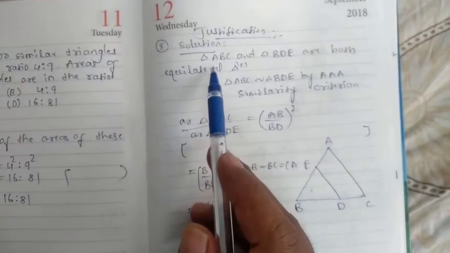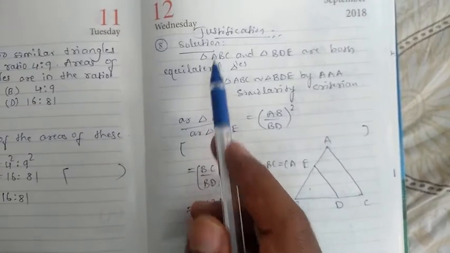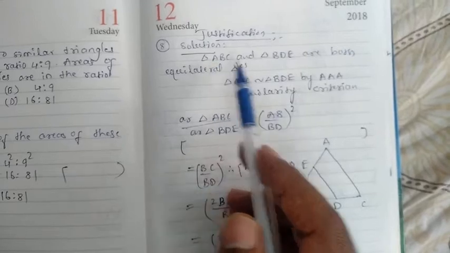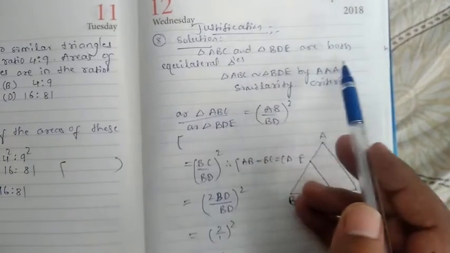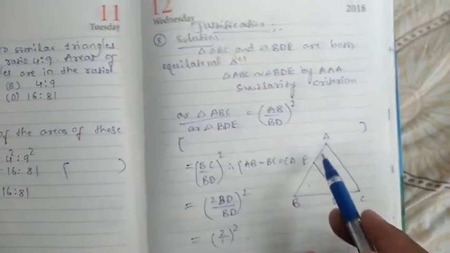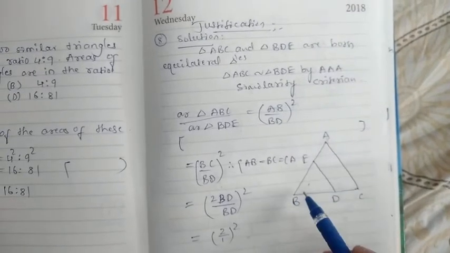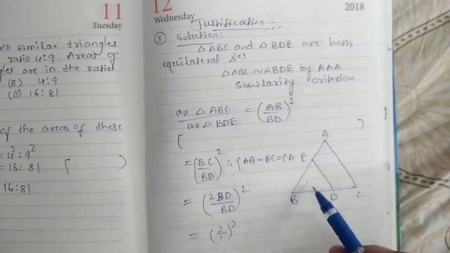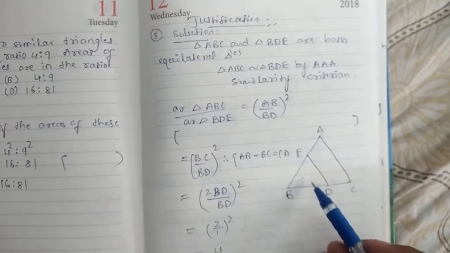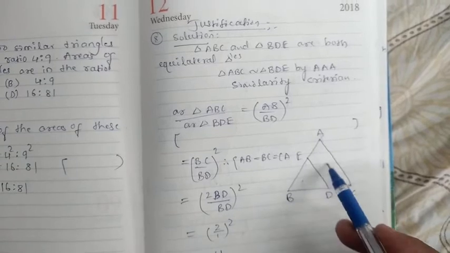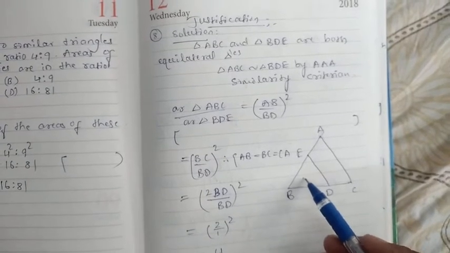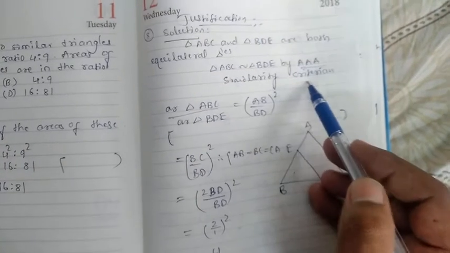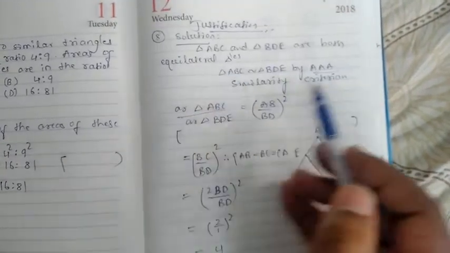See how to find the justification, then we'll get the answer. Triangle ABC and triangle BDE are both equilateral triangles. We know each angle of an equilateral triangle is equal. So can you say that both triangles are similar? By which rule? By the angle similarity criteria. Now both triangles are similar.